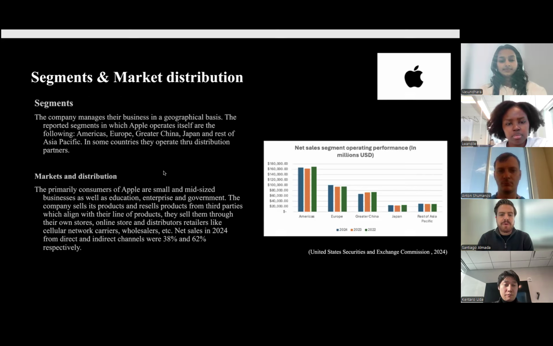As for the segment and market distribution, one of the main segments from Apple are the Americas, Europe, Greater China, Japan, and the rest of the world, with the Americas representing around 40% of their sales.